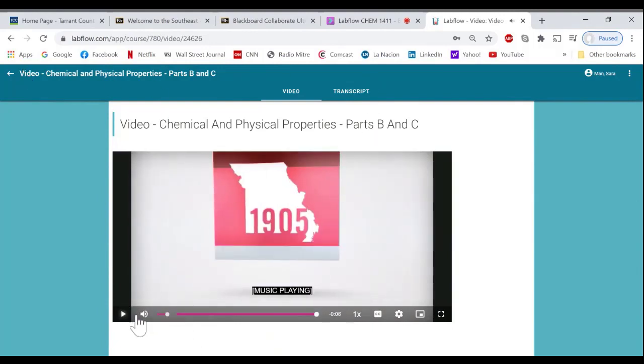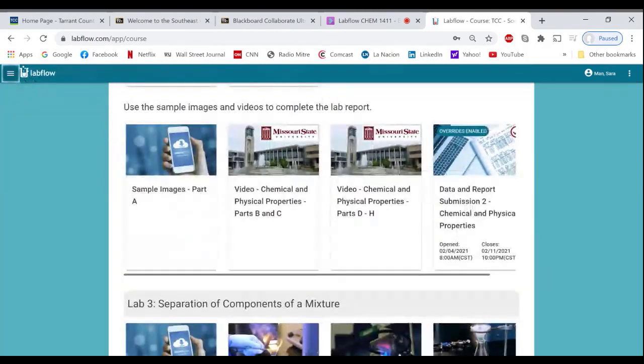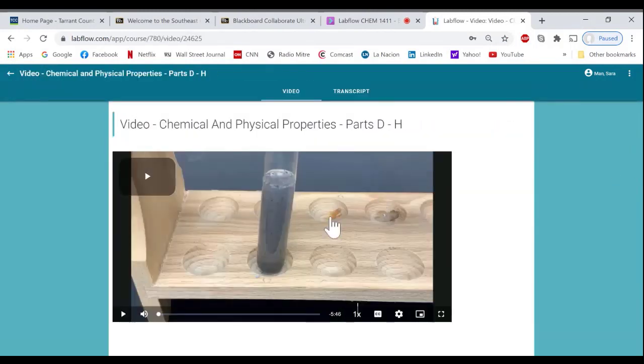So this is all about parts B and C. And let's look at the next one, part D. Part D is mixing copper with silver nitrate. So here is part D until H.